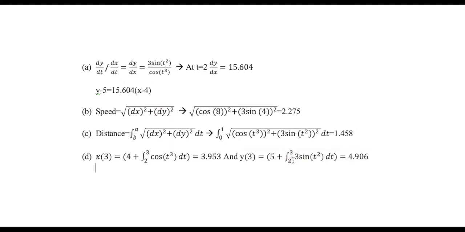For this, you get 1 point for the definite integral of x and 1 point for the answer of x at t equals 3. For y, you have your 5, which is already given, plus the integral from 2 to 3 of 3 sine t squared. So the answer is just 4.906. The coordinates respectively are 3.953, 4.906 at t equals 3.